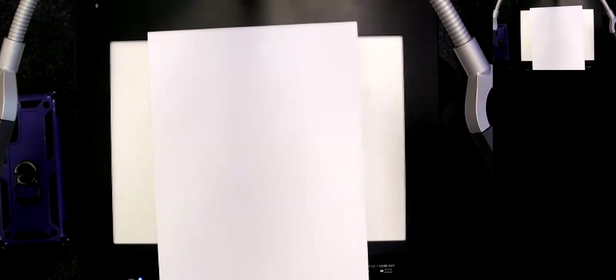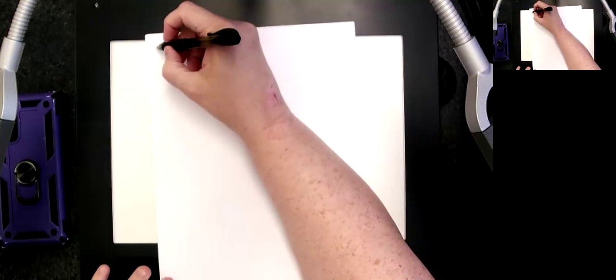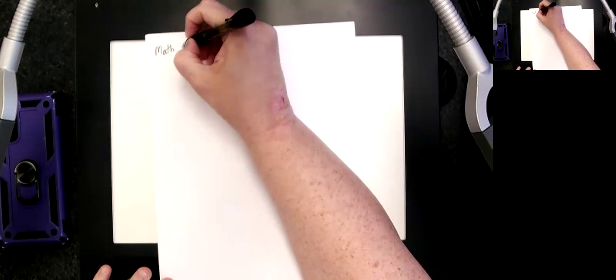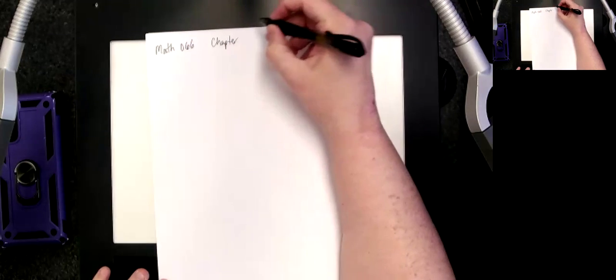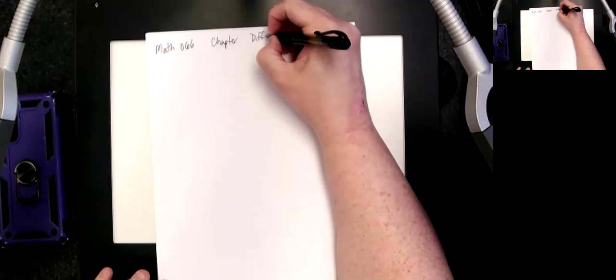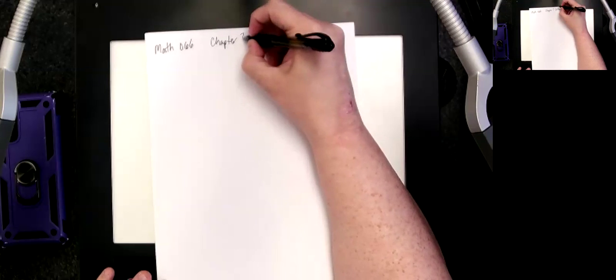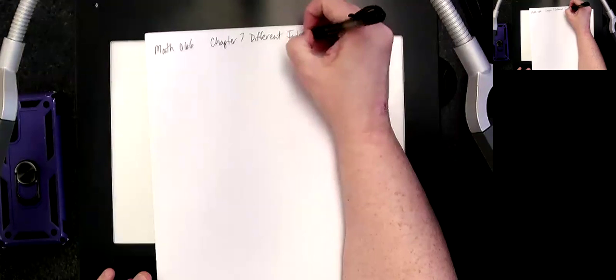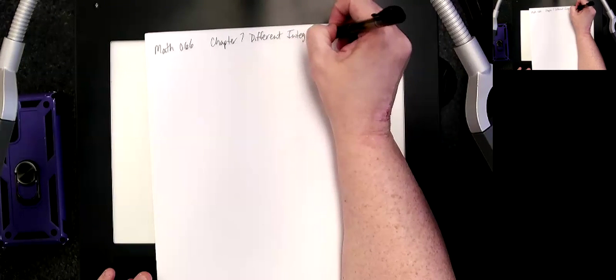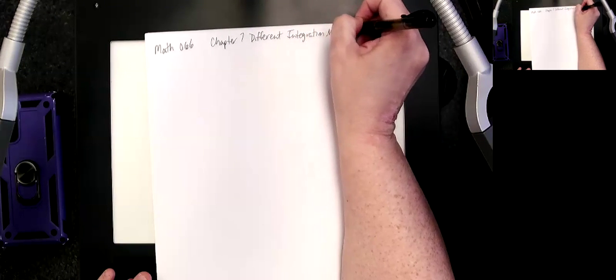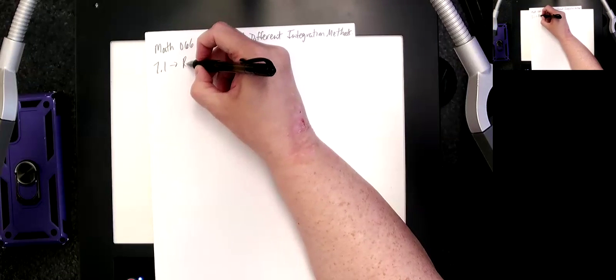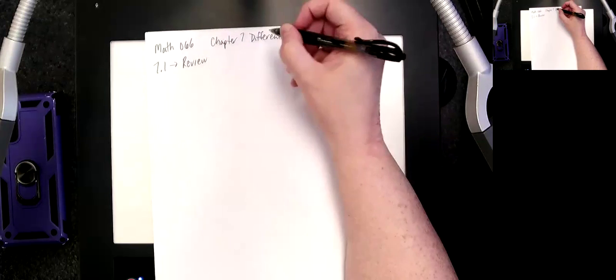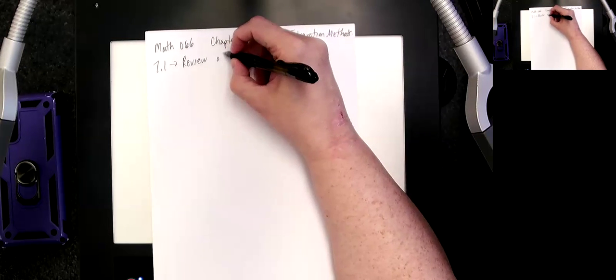Welcome back. We're gonna start in on chapter 7. Chapter 7 is gonna be different integration methods. Seven point one is actually just a review. Well, most of it's a review of stuff you should know.